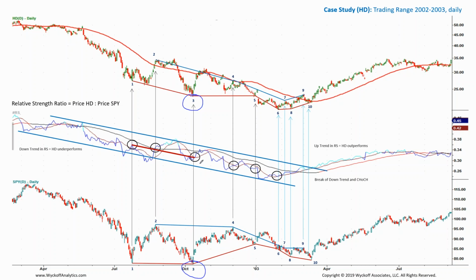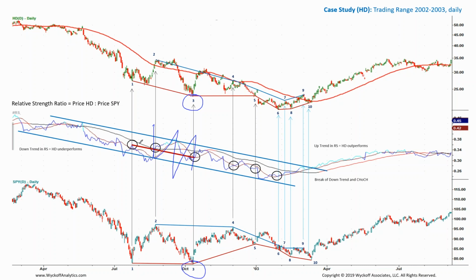But the blue line is moving up, right? So for a very small window of time at point number 3, Home Depot is slightly outperforming relative to SPY, but it's underperforming in the context and the construct of a downtrend. So I would still stay away from it.